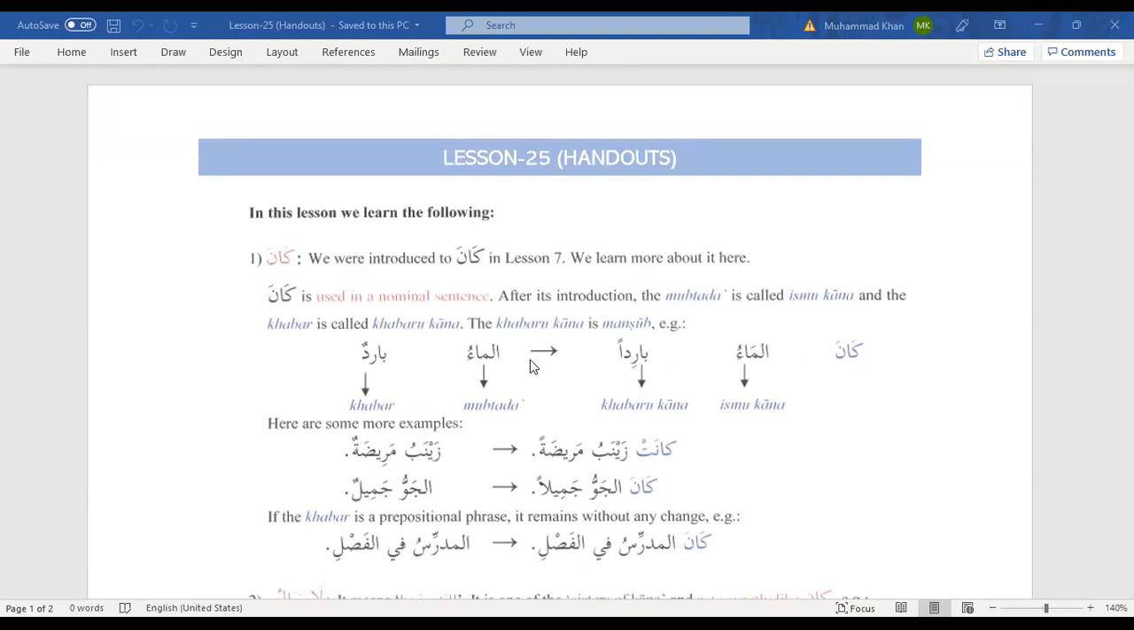Lesson number 25, the handouts. We started it a couple of days ago. So we learned about Kana and the sisters of Kana. And we have learned that Kana is used with a nominal sentence, and it also has an impact on the predicate as well. The subject doesn't change, however, the predicate or the khabar changes.